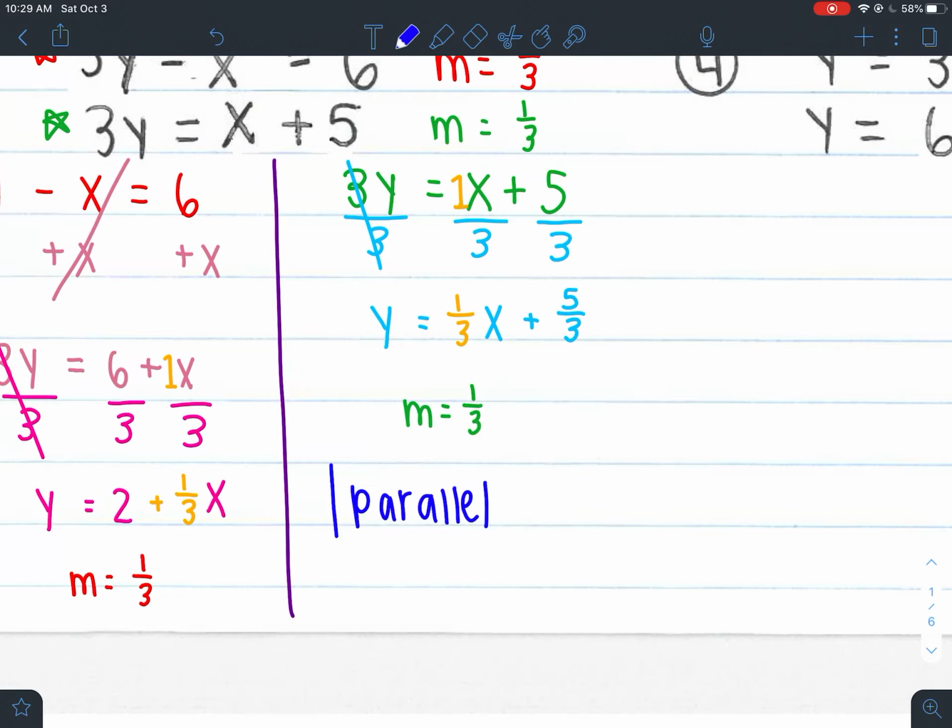That's a really big box for the word parallel. Let me make that smaller. There we go. It's a little smaller, right?